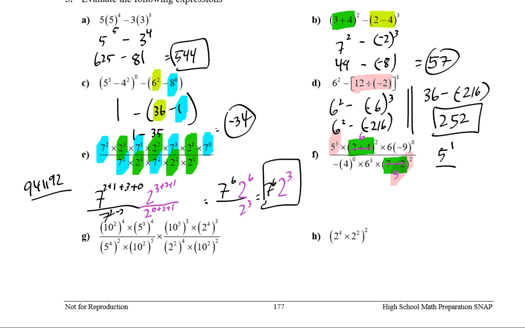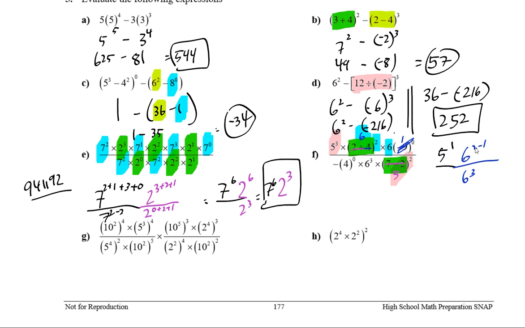For 6s, we've got 6 squared on the top, 6 times, well, this negative 9 to the power of 0 is really just 1, right? So this is 6 times 1, which is 6 to the power of 1. So on the top, we've got 6 squared and another 6. And on the bottom, we have 6 cubed.